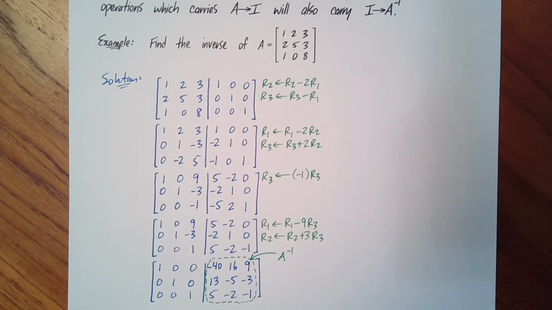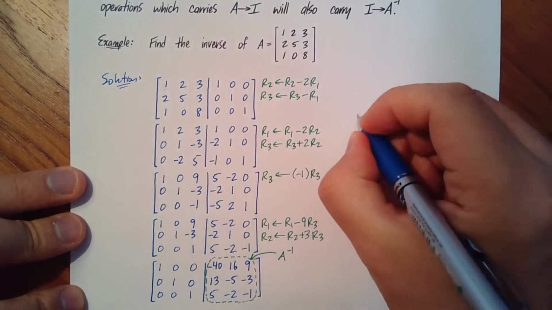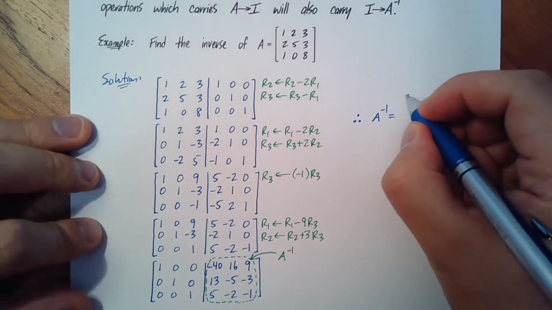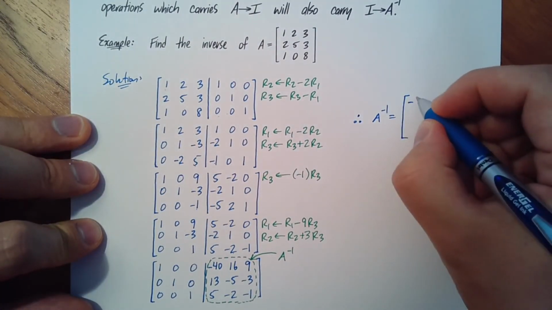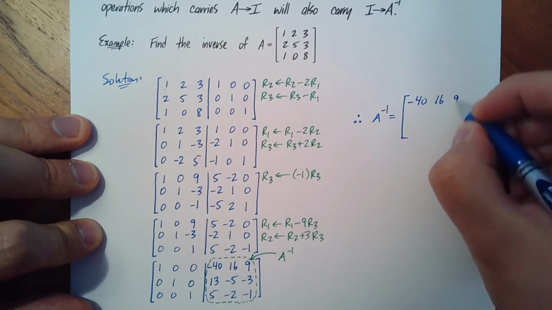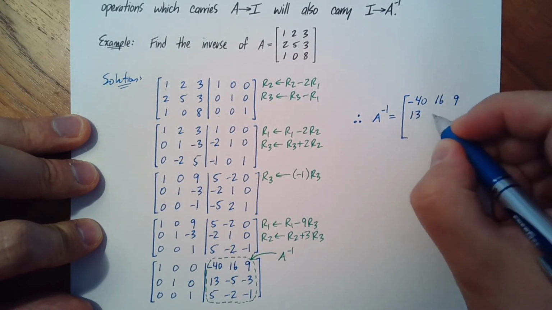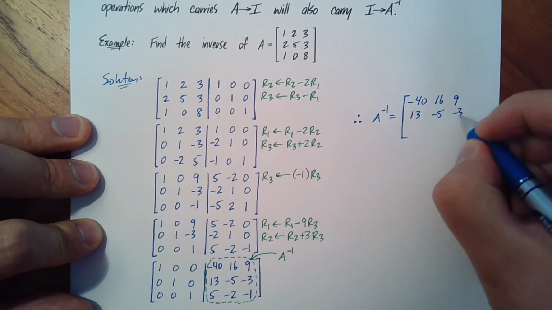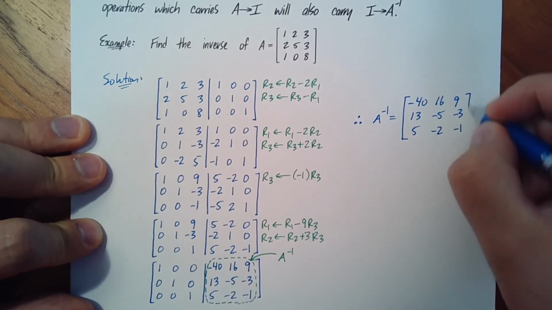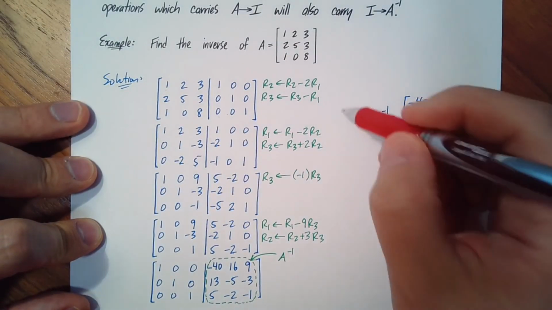So that's why we can say now, therefore, let's summarize our answer. Let's say, therefore, A inverse is equal to the 3 by 3 matrix: negative 40, 16, 9, 13, negative 5, negative 3, and then 5, negative 2, and negative 1. And that's how you would finish one of these off.